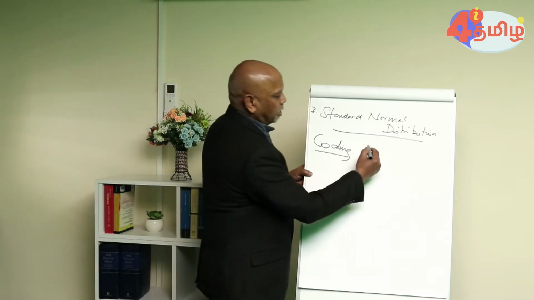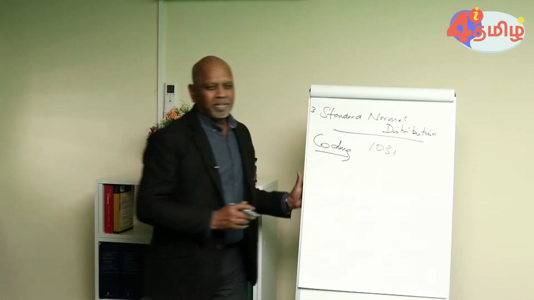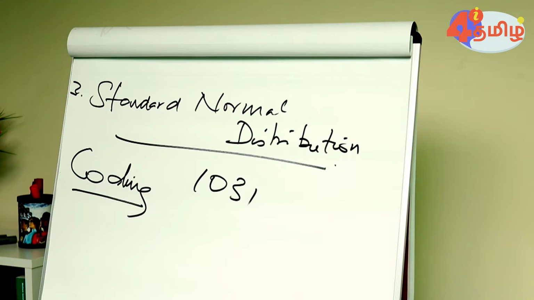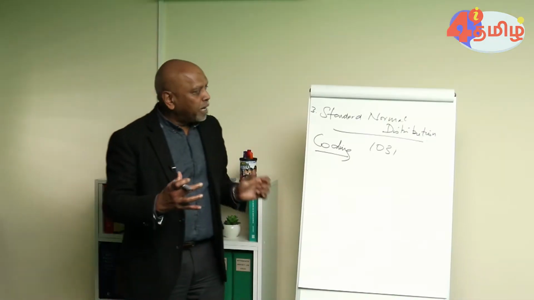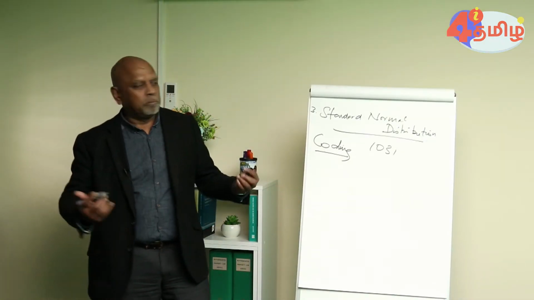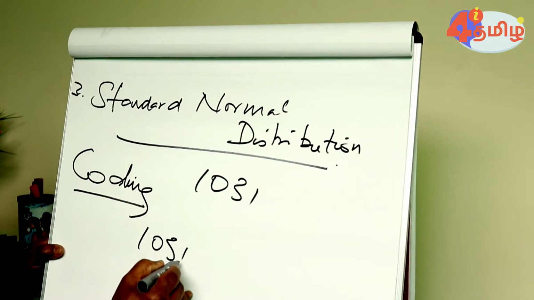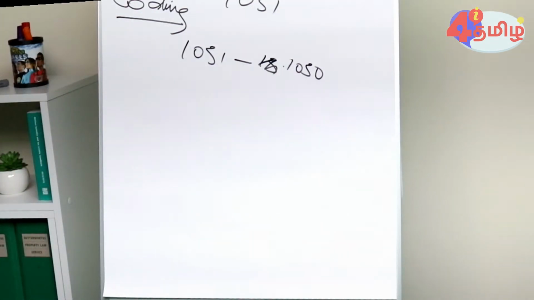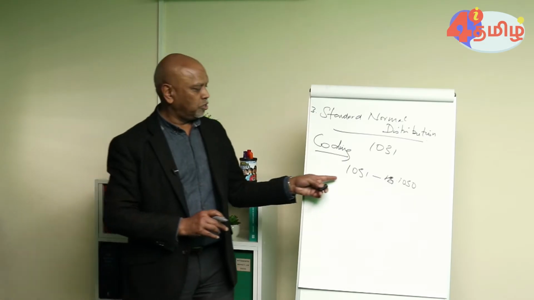Say, for example, 1031. If you have large data, 1031, 1000 something, it's pretty difficult to find a mean and all. So what we do is use coding. All you do is subtract a bigger number to make it a smaller number, and then divide by some number. So I'm going to take 1031 and take away 1030. So the number would be 1, which is easier to manage.